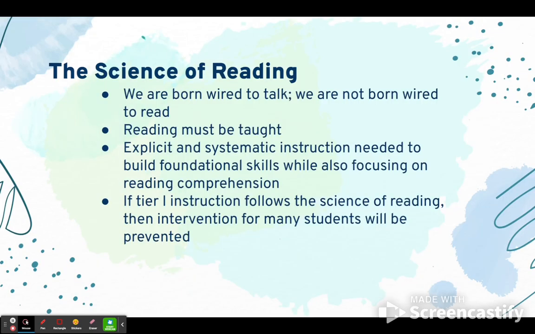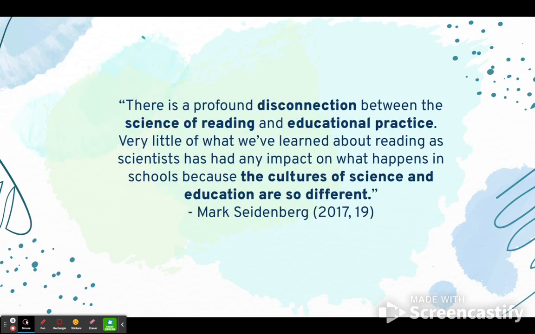In summary, the science of reading states what we are born to do and what we are not born to do. We are born wired to talk. We are not born wired to read. Therefore, we must be taught reading through explicit and systematic instruction in order to focus on building the foundational skills and also reading comprehension skills. If Tier 1 instruction follows the science of reading, then intervention for many students will be prevented.